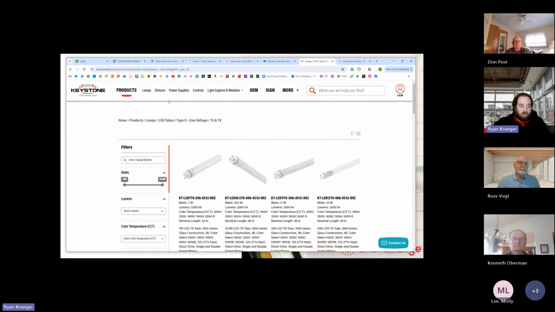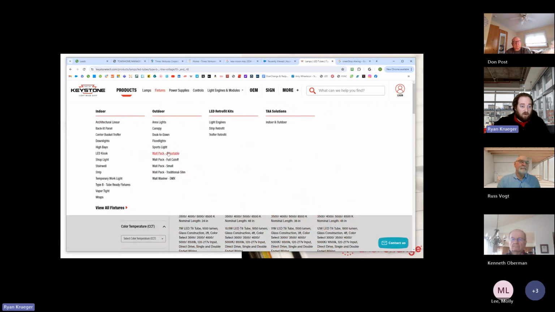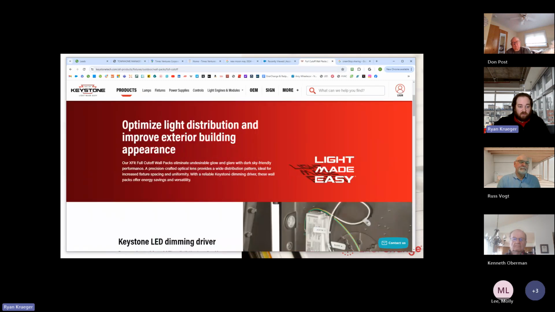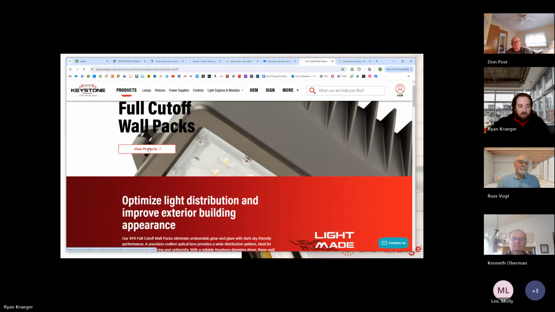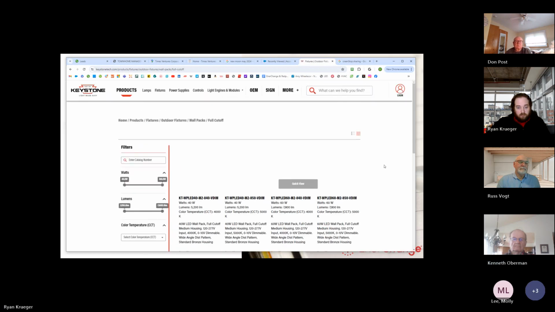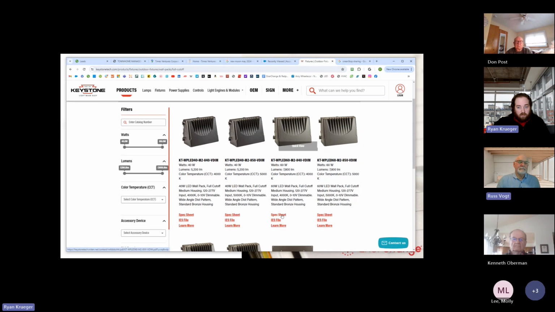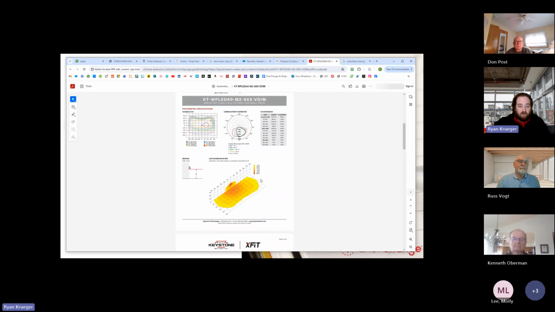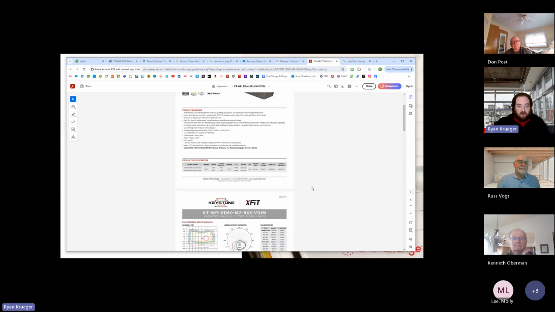I'm going to also go through an actual fixture. So there's wall packs. There's all sorts of different types of wall packs. They're for exterior. I don't know why this website's slow. But essentially same thing. On exterior fixtures, they'll give you what the distribution pattern is.